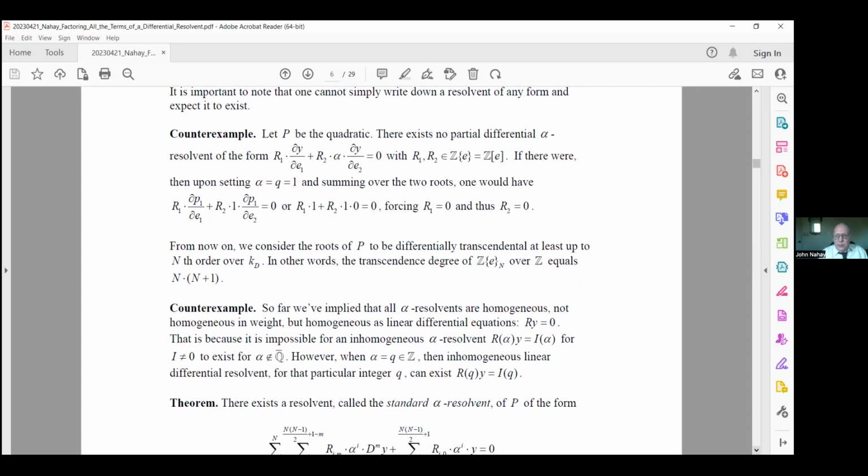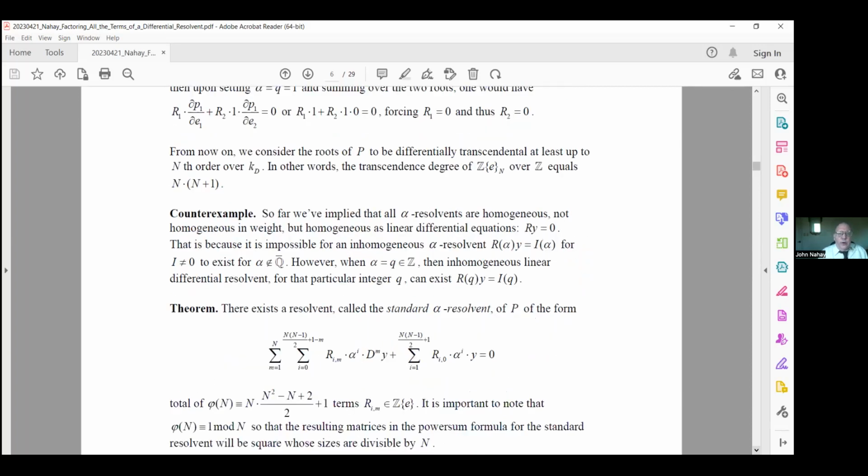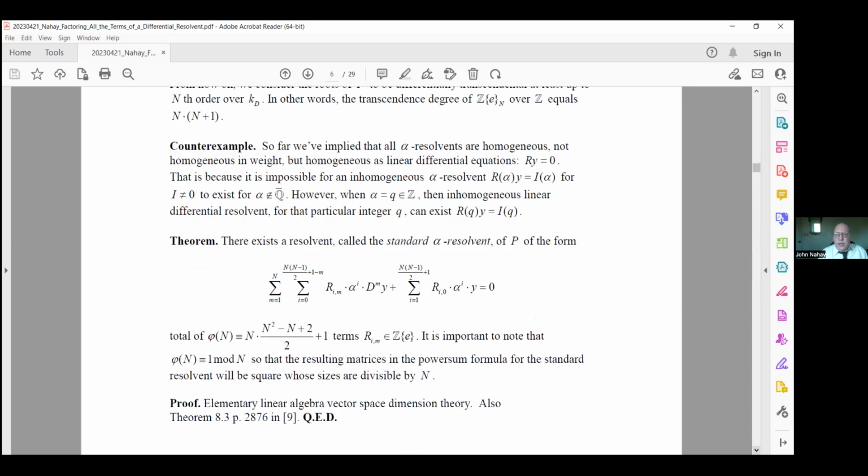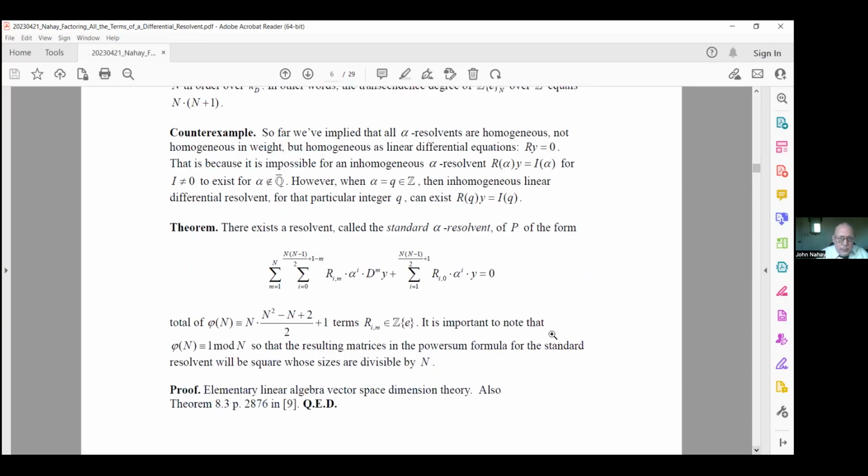inhomogeneous resolvents. So, theorem: there exists a resolvent called the standard alpha resolvent of P of the following specific form. It has this phi sub n number of terms, and phi is cubic in n. The powers of alpha go from 0 up to n choose 2 plus 1 minus m for the m equals 1 through n derivatives, and then except for m equals 0, where it starts at 1 and goes up to n choose 2 plus 1.